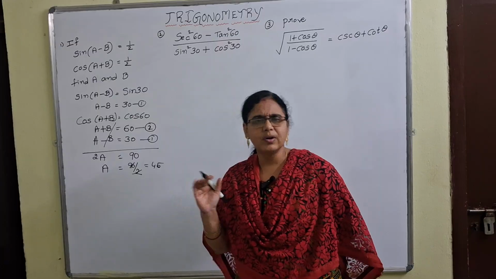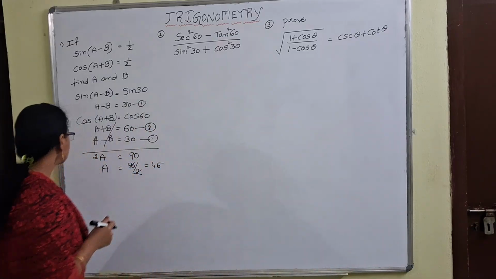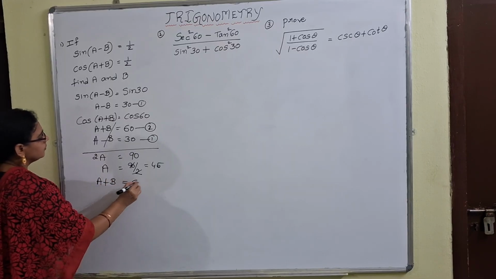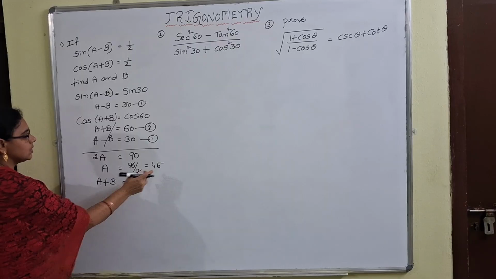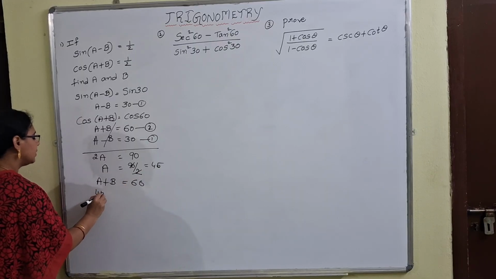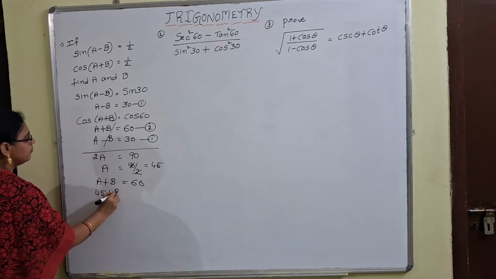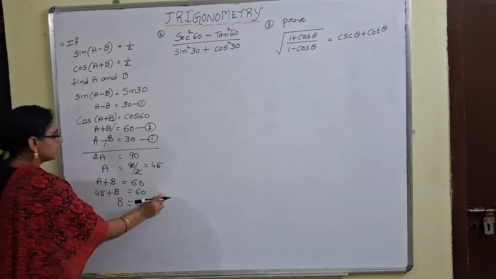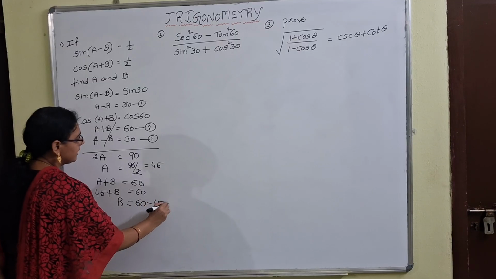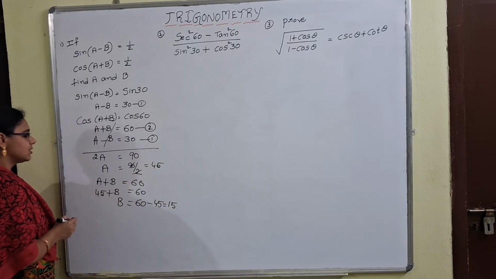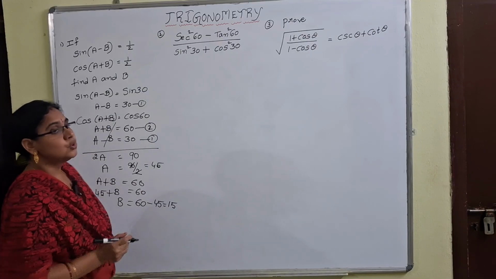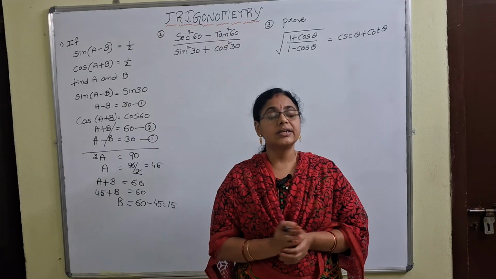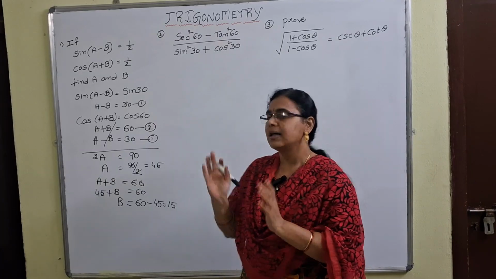Substitute the A value in any one of the equations. So now I am substituting in the second equation: A + B is equal to 60. Already I know the A value, instead of A put 45, B I have to find. So B is equal to 60 minus 45, transposing to the opposite side. So B is equal to 15. So the A value you got is 45, the B value you got is 15. Did you understand? In the board exam, surely you will get a question like this.